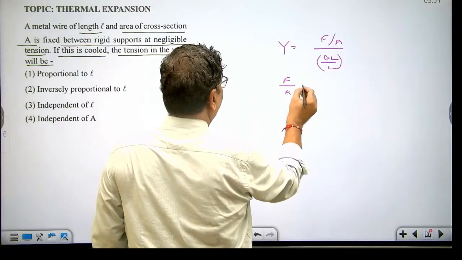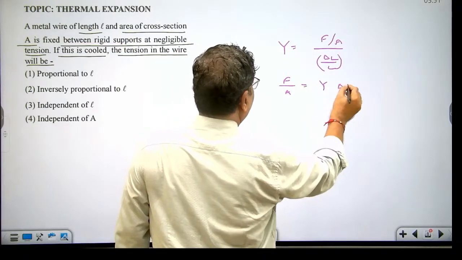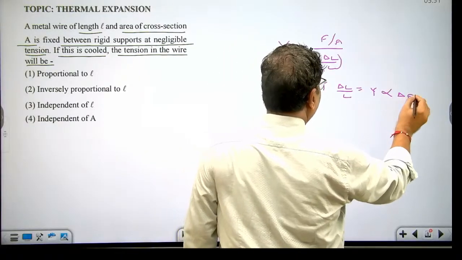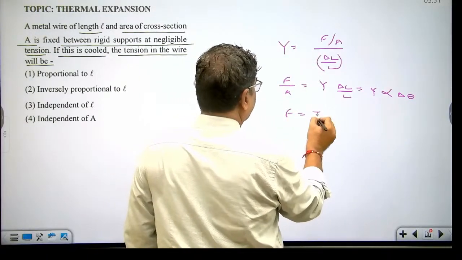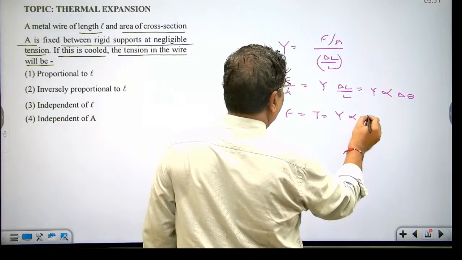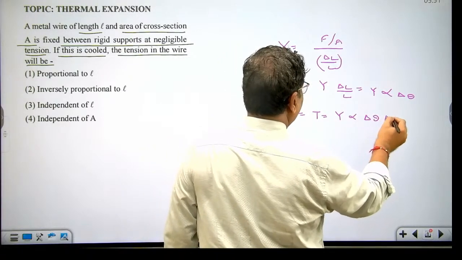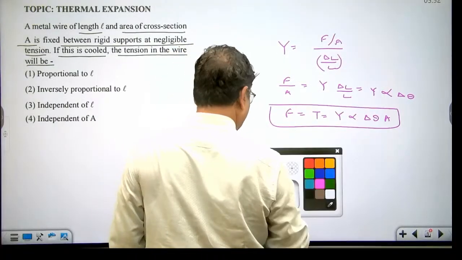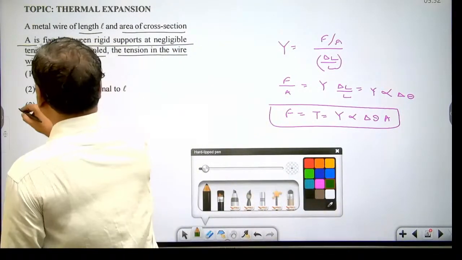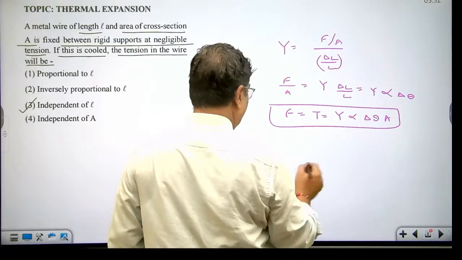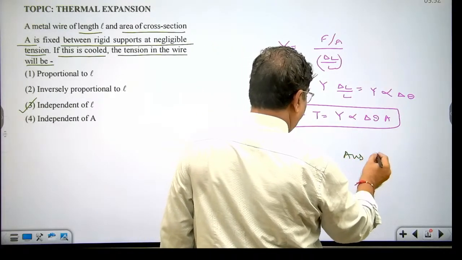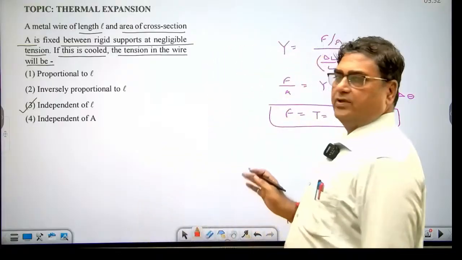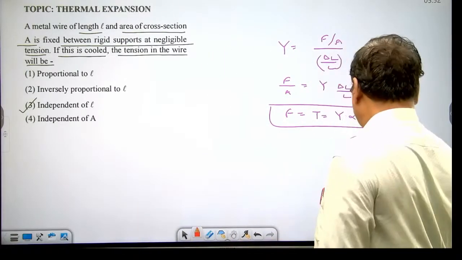So F upon A equal to Y into delta L upon L, that is Y alpha delta theta. So F, that is equal to tension, equal to what? Y alpha delta theta into A. In this equation of tension, it is independent of length. So out of 4 choices, the correct choice is option 3. We will take option 3 as the correct answer.